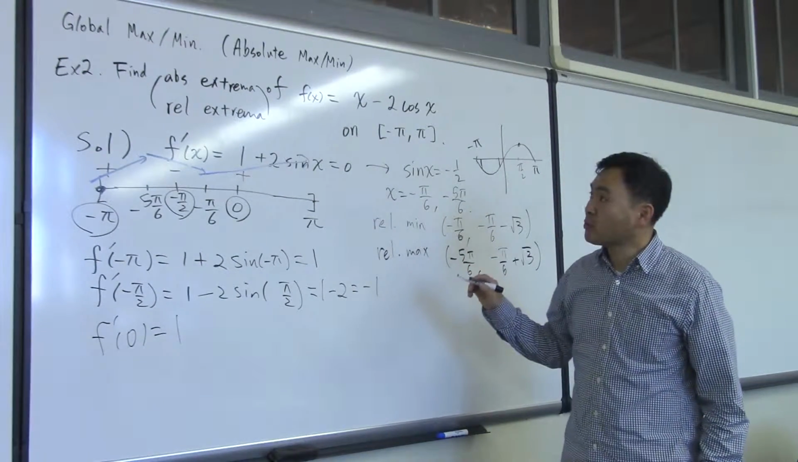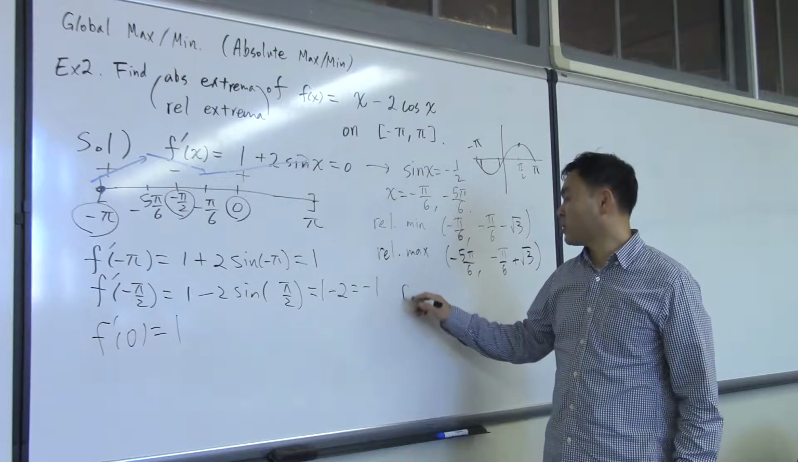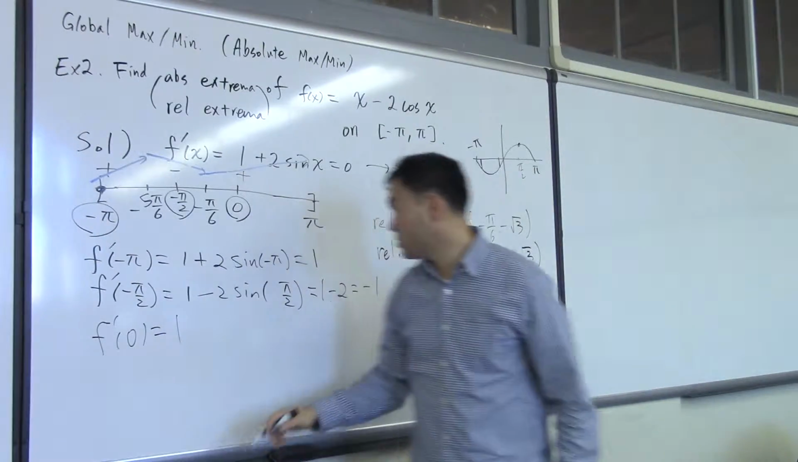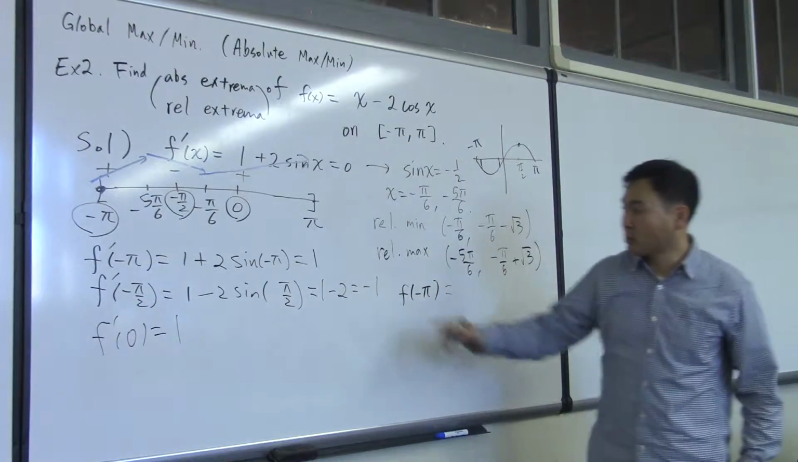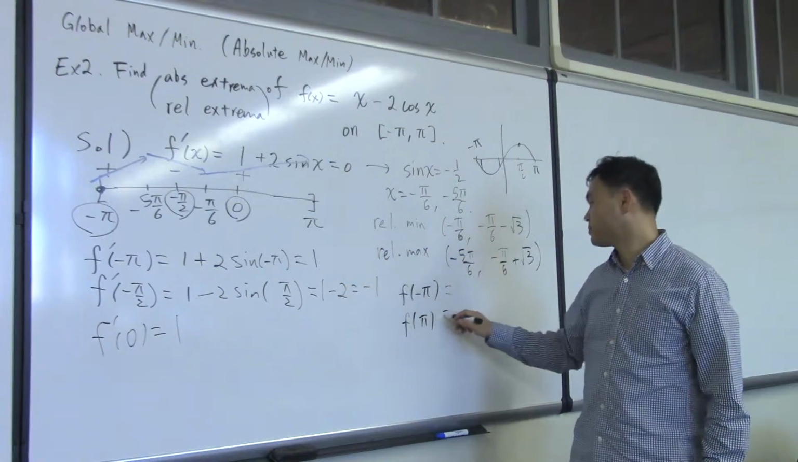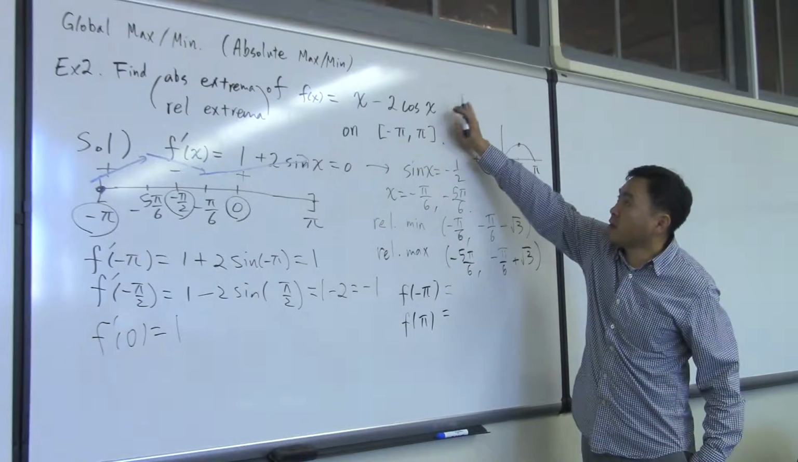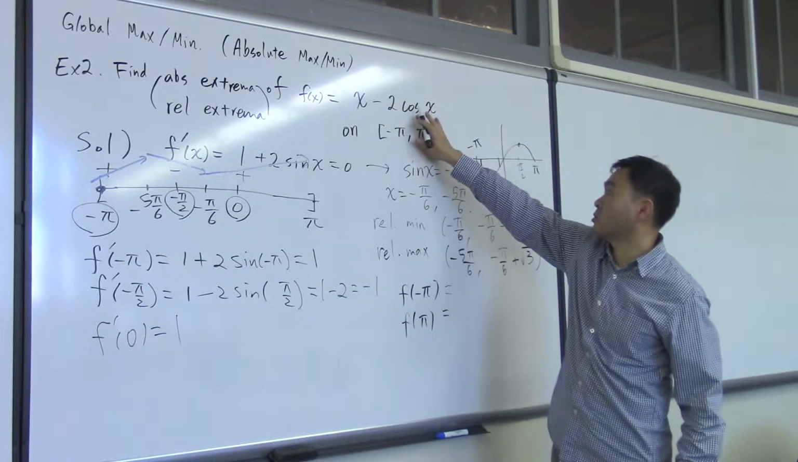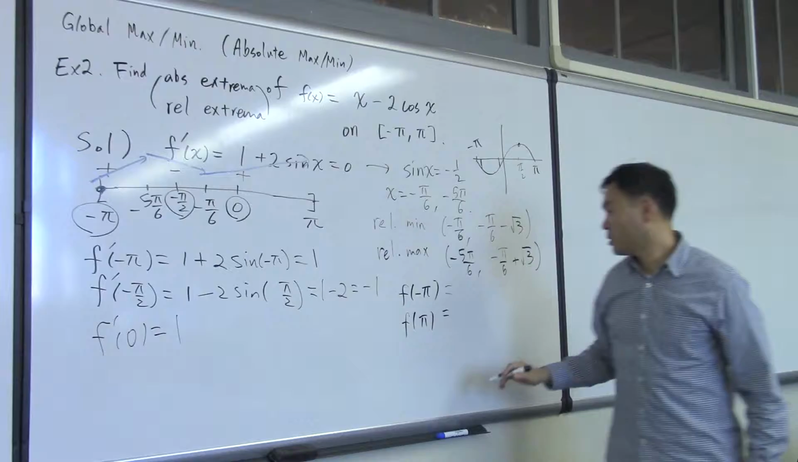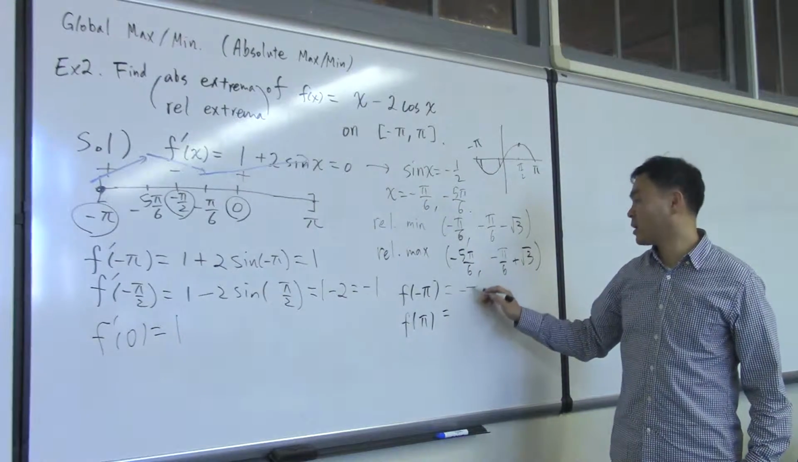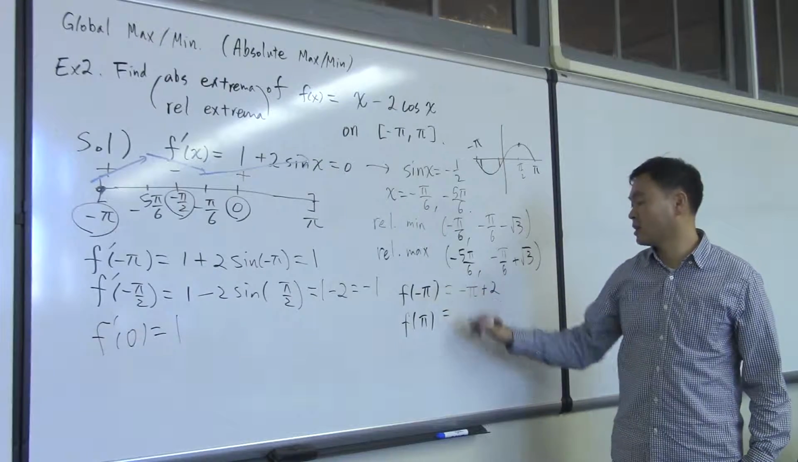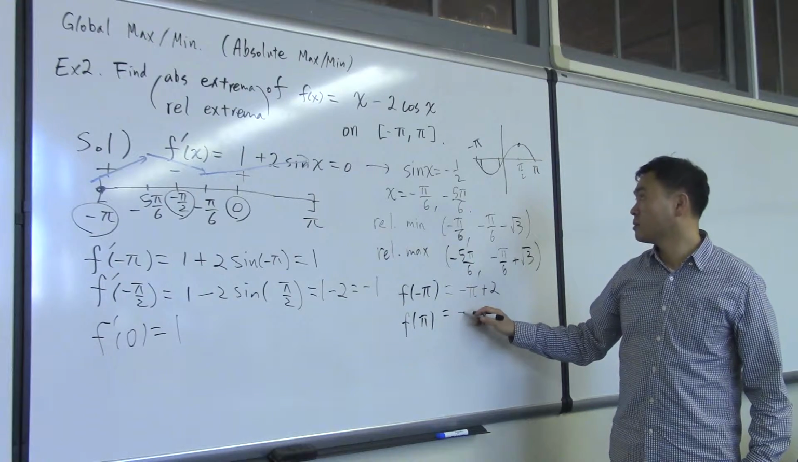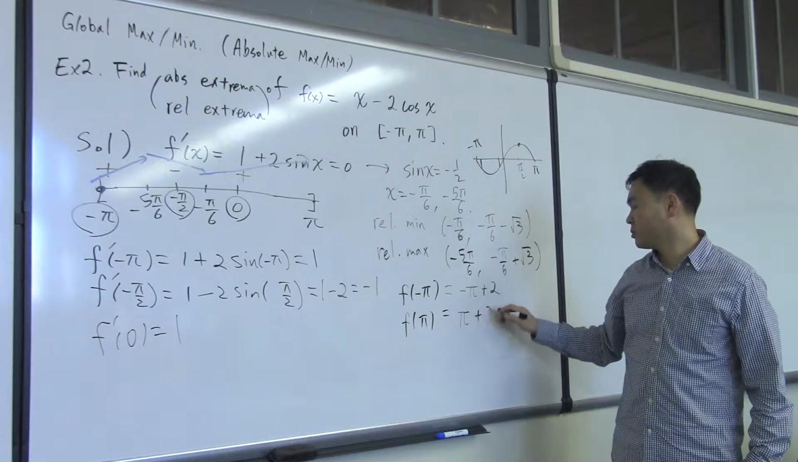Now to find the absolute maximum or absolute minimum, we have to evaluate the function at negative pi, because that's the left endpoint, and also the right endpoint, f of pi. Cosine of negative pi is -1 and cosine of pi is -1, so they both give you -1. And this one will be different: negative pi plus 2 at negative pi, and this one will be pi plus 2.